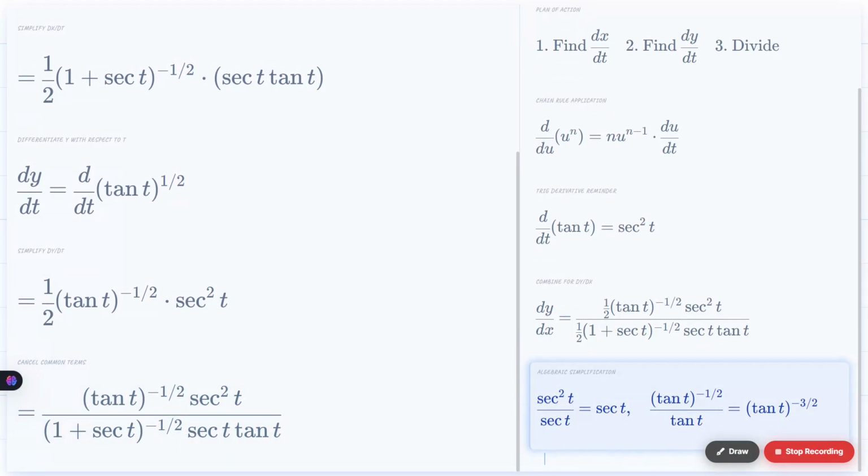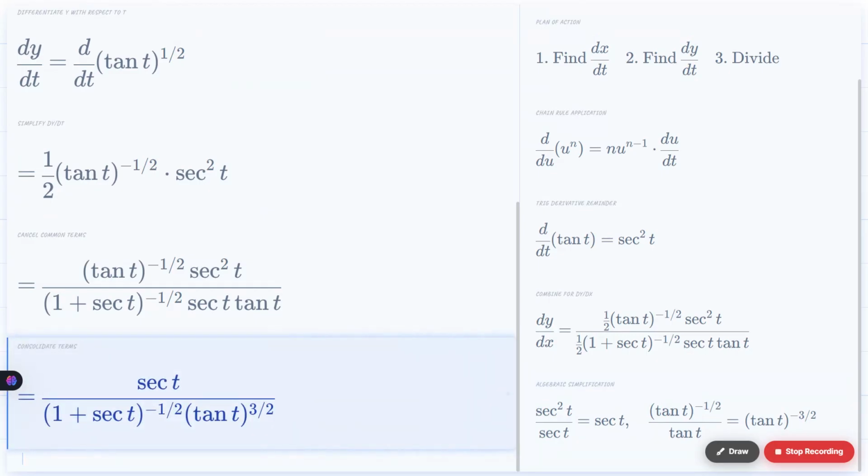We use algebra rules to simplify the parts. We do this to clean up the expression. We know secant squared divided by secant is secant, and tangent to the power of negative 1/2 divided by tangent is tangent to the power of negative 3/2.